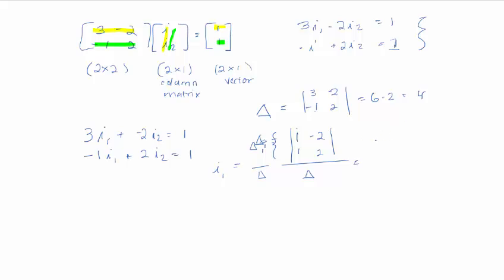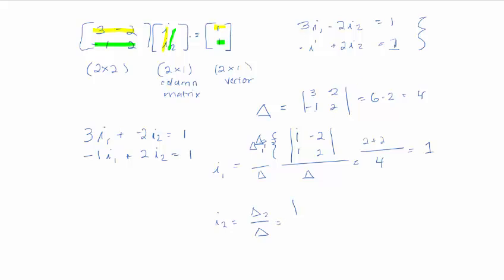So I do this matrix, and I get this times this is 2, minus this times this, so it's 2 plus 2, which is 4, divided by 4, and the answer is 1. So I1 is 1, just like we got before. I2 is this determinant 2 over the original determinant.